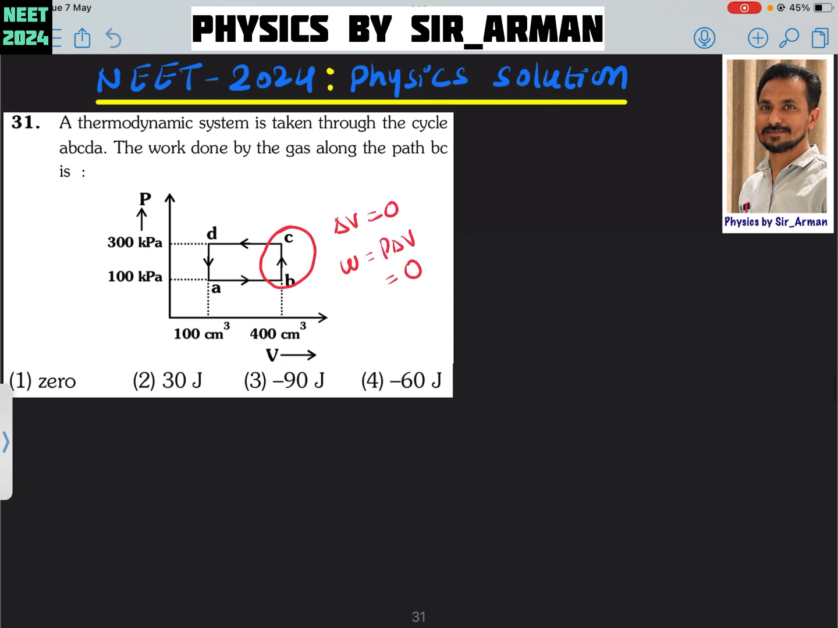Question number 31. A thermodynamic system is taken through the cycle A, B, C, D, A. The work done by the gas along the path B, C. So here B to C, you can see this x-axis gives volume. So along the path B to C, the change in volume is 0. So work done is given by P delta V. So delta V is 0. So work done is 0.